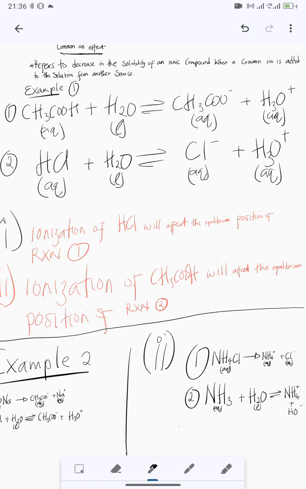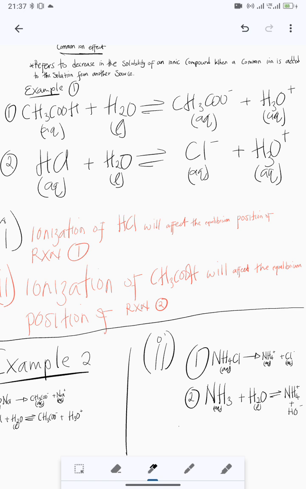If you read from the first line, the common ion effect refers to the decrease in the solubility of an ionic compound when a common ion is added to the solution from another source. So that's the common ion effect.